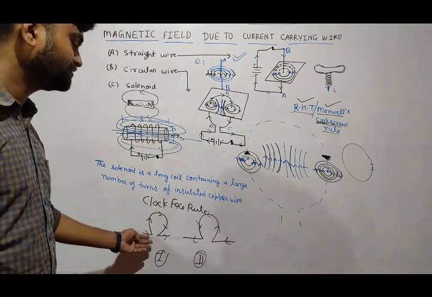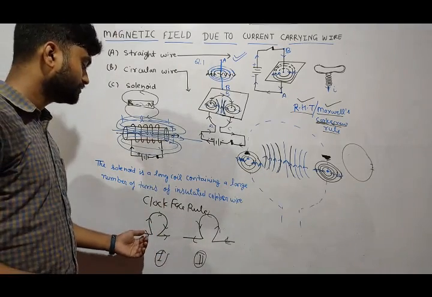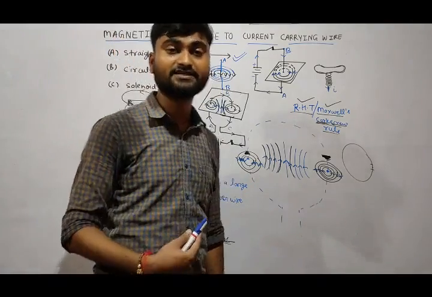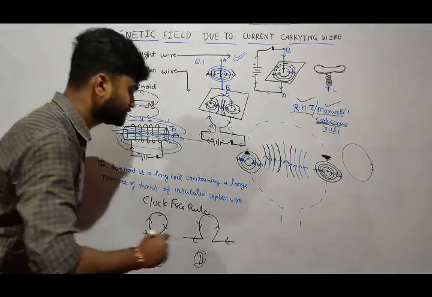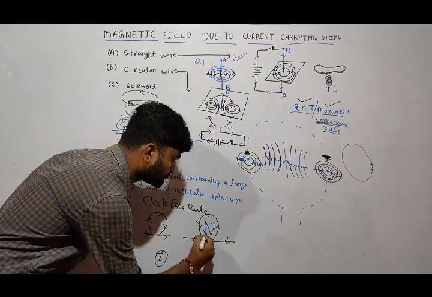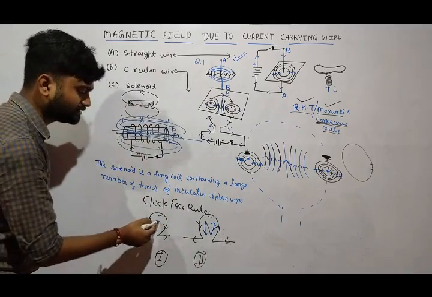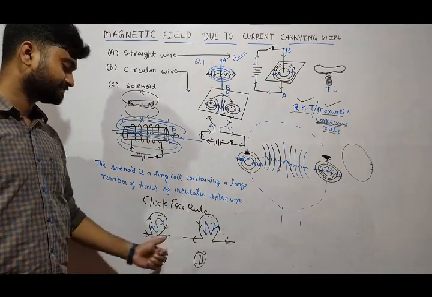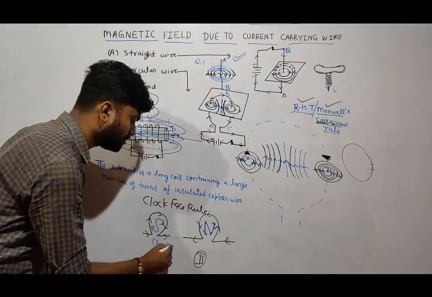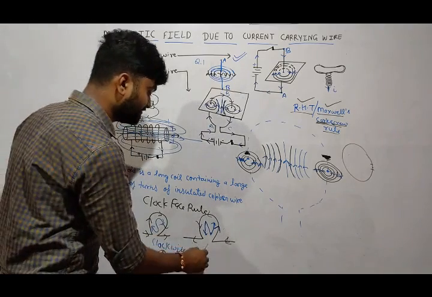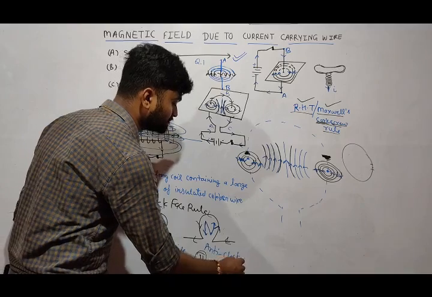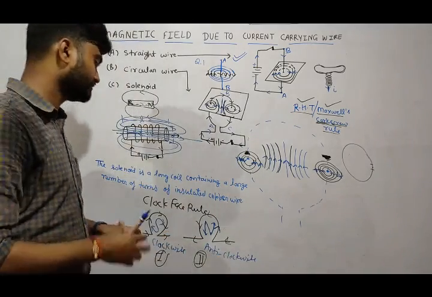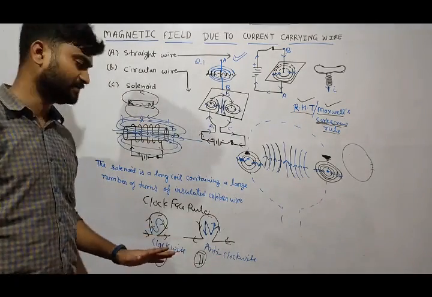If the face which is seen to you has current in the anti-clockwise direction, then the polarity of that face is north pole. So this is the north pole, and this is the south pole. When the current is in clockwise direction, that face behaves like a south pole. If the face has anti-clockwise direction of current, then that face behaves like a north pole. This is very simple, I am not going much deeper. So this is the clock face rule.